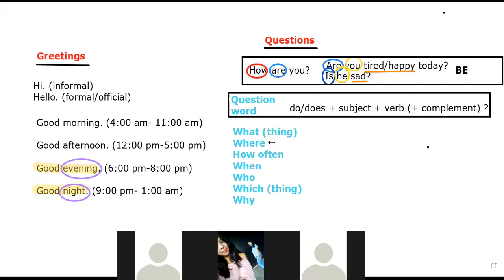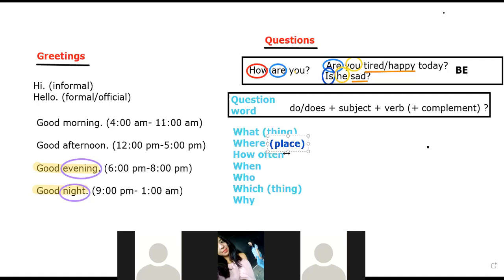Okay, now let's talk about where. When do we use words like where? What are the reasons? We use where for a place, un lugar, okay? For example, where do you work? I work at Inglés Corporativo. Where do you work? It's a place, okay?